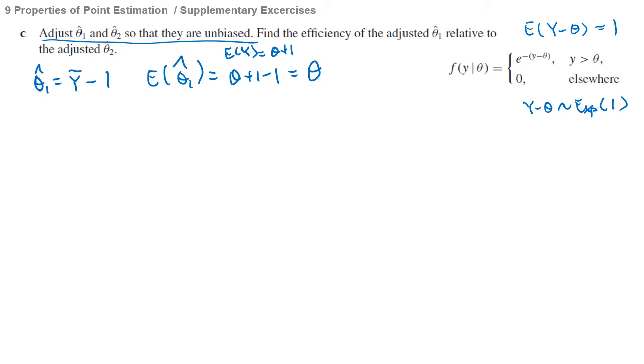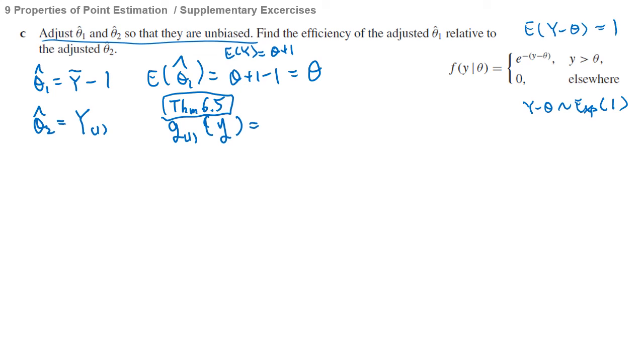And what about zeta 2 hat? Zeta 2 hat is the maximum likelihood estimator, which is the minimum of the yi's. And to do that, we need to derive the density function of this order statistic. To calculate the minimum, the density function of this, you can check theorem 6.5. By using theorem 6.5, you can derive the density function.